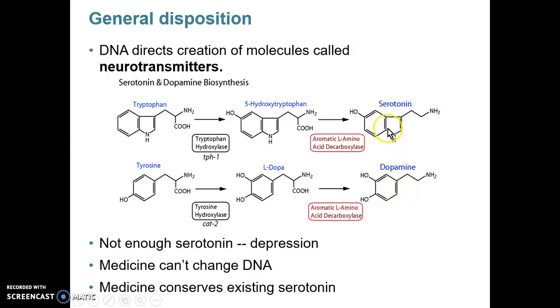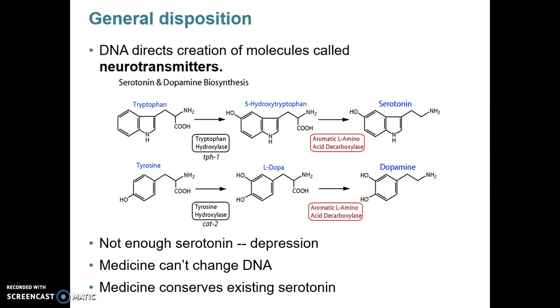Serotonin and dopamine are not proteins, but proteins are needed to make them, and these are the proteins right here. So you can see, for example, tryptophan is turned by this protein, tryptophan hydroxylase, into 5-hydroxytryptophan, and then that, in turn, goes through this protein, aromatic L-amino acid decarboxylase, and then you finally have serotonin. And this process is similar for dopamine.